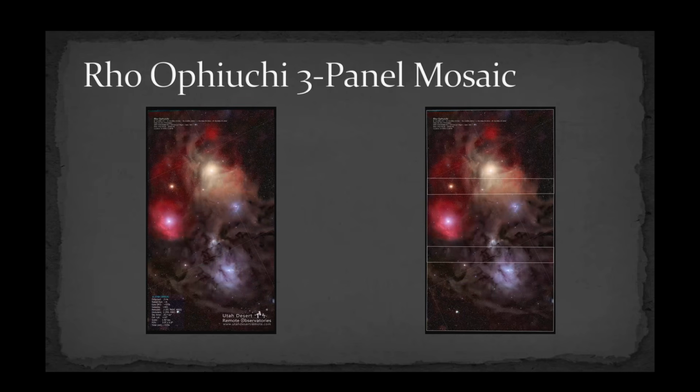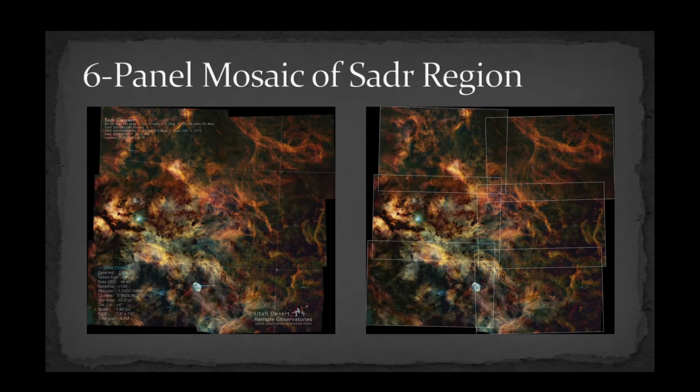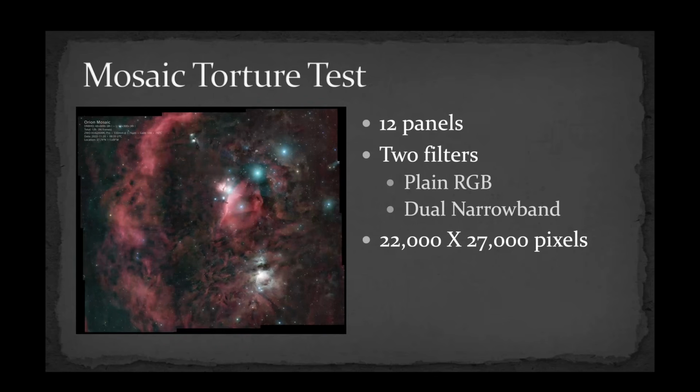Here's an example of a 3-panel mosaic of the Rho Ophiuchi region. Here's a 6-panel mosaic of the Cedar region. You can see on the right how the panels overlap. And here's kind of our torture test. Here's a 12-panel mosaic using 2 filters, just a plain RGB, just a clear glass filter, and a dual narrowband. So there's actually 24 panels that have to be aligned and blended together to make everything work in a resulting image of 22,000 by 27,000 pixels, and PiMagic and AstroMagic handle this with no problem.